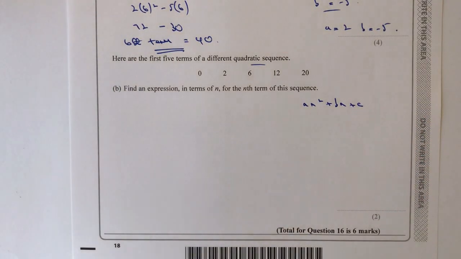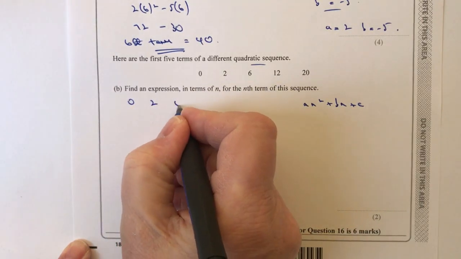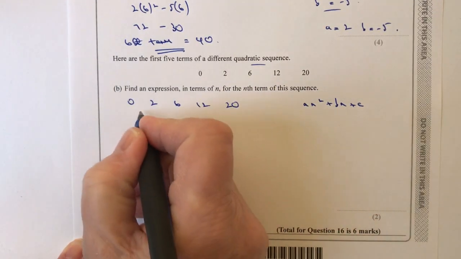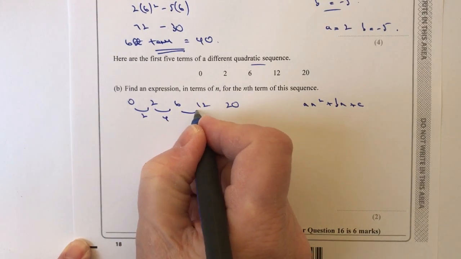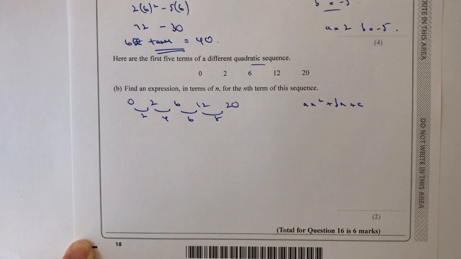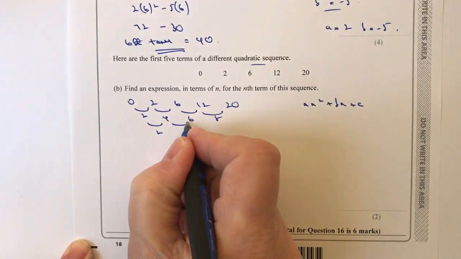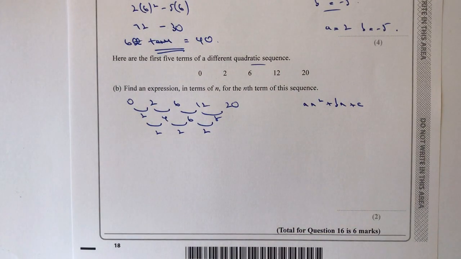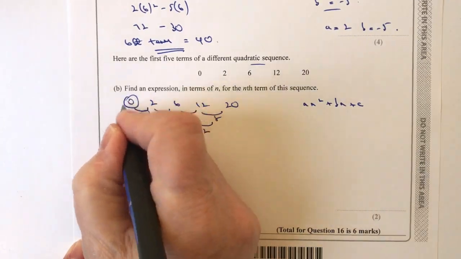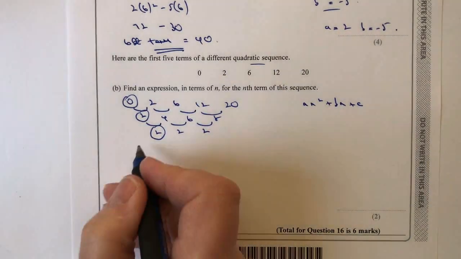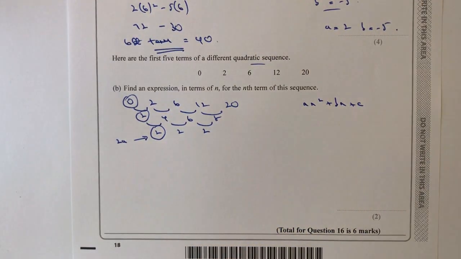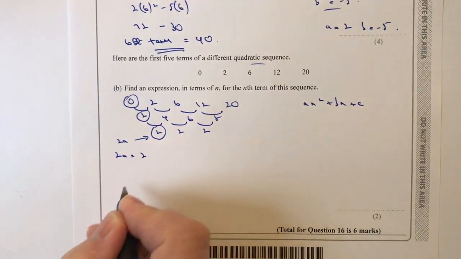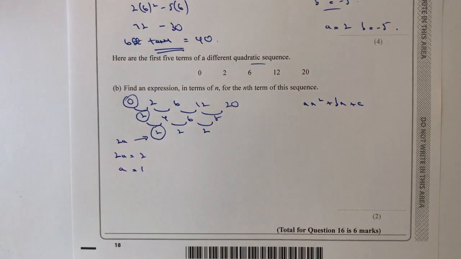Our job is to find the value of a, the value of b, and the value of c. So if we look at this sequence, I've got 0, 2, 6, 12, 20. The first differences are these, which means the second difference is that. Now what I do is circle each of the first three terms, because that tells me that this term here is 2a. Well, if 2a equals 2, then a must equal 1.